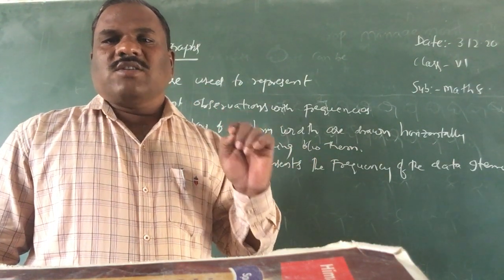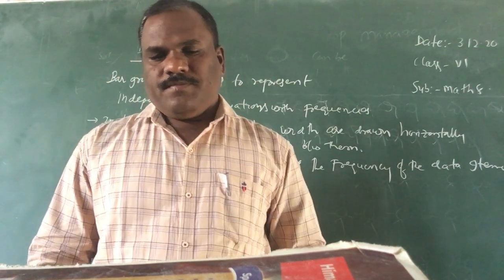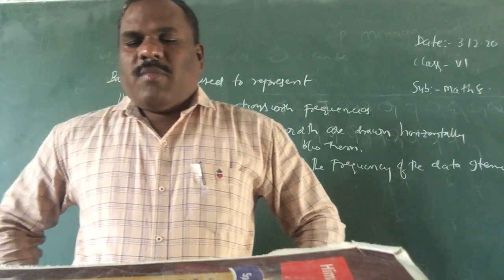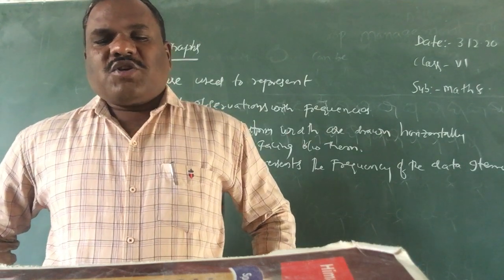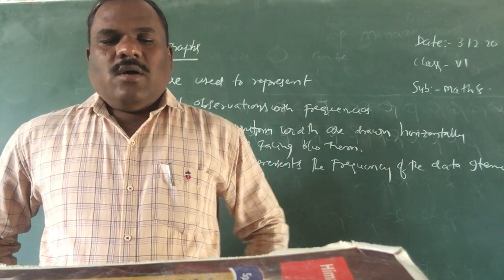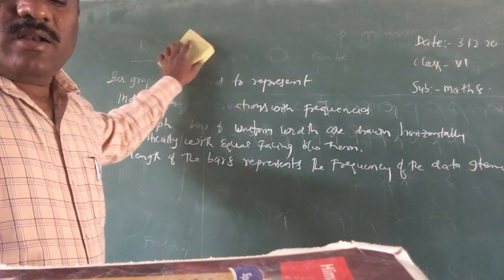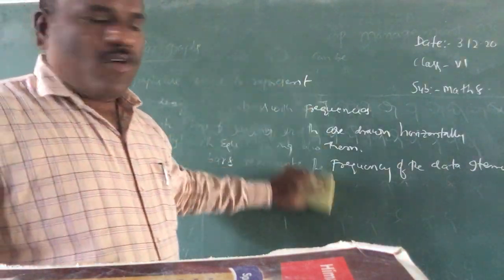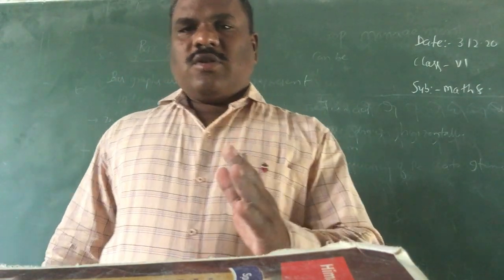Then how to construct a bar graph? Children, suppose a question is given, for example: construct a bar graph by taking an example. Here, the proportion of the people living in a colony are given in the following table. Profession farmers, number of persons 40, businessmen 10, private employees 15%, government employees 35%, and laborers 5%. So this is the data given.